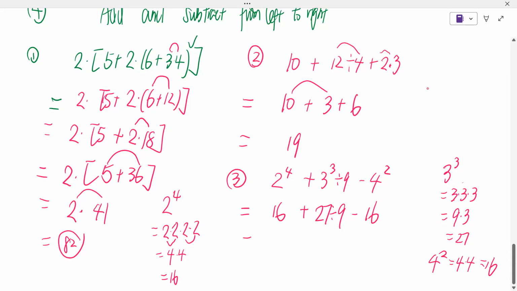Minus 16. So we take care of the exponent first. Okay. After that, we just divide. I divide first. 27 divided by 9, that's 3, minus 16. So you get adding and subtracting. Adding, then you get 19 minus 16, that's 3. Any question about this?